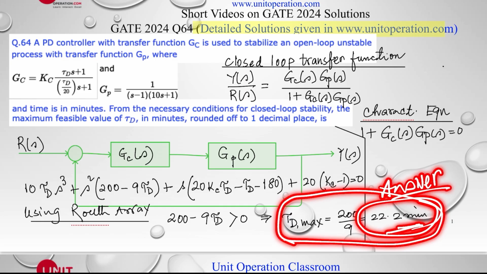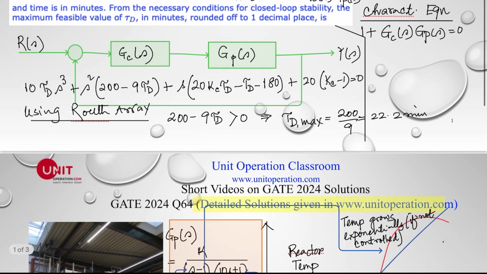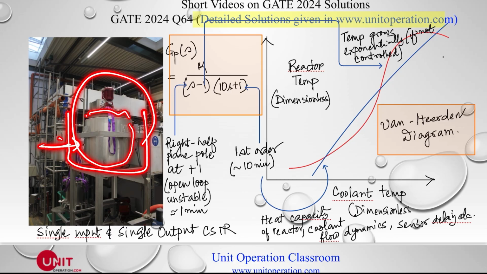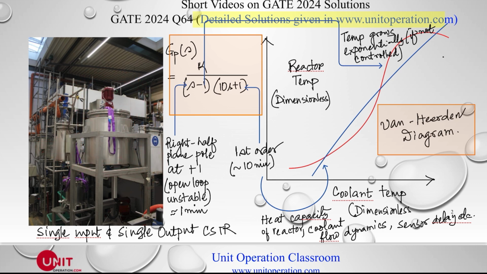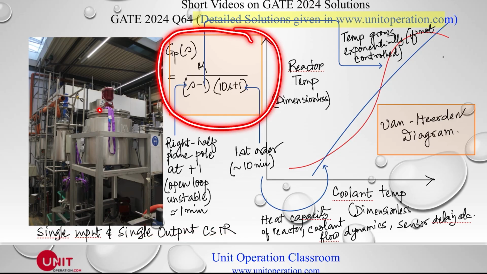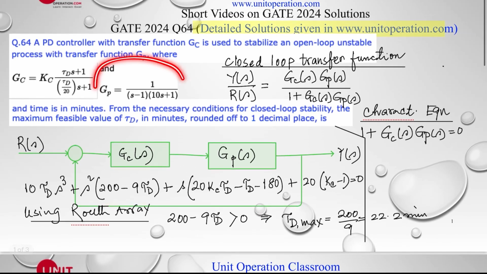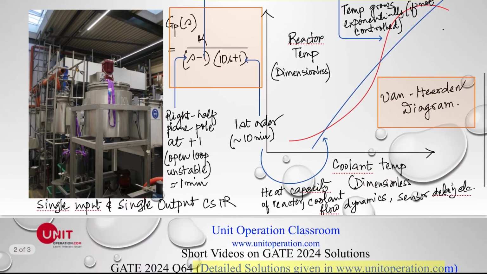Now, we just want to give you a practical example of this. Typically, let's say in an industry, this is a CSTR with a cooling jacket, and there's a coolant flow here. For a typical single input and single output CSTR, this might be the transfer function which you have seen here. This could be a typical transfer function of the process for a CSTR with a cooling jacket.